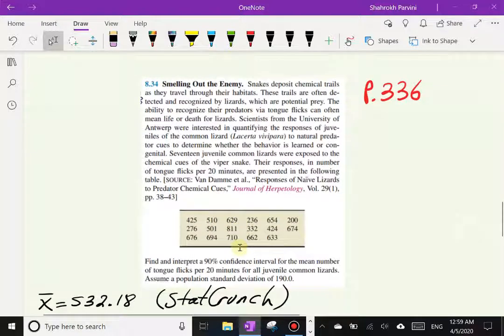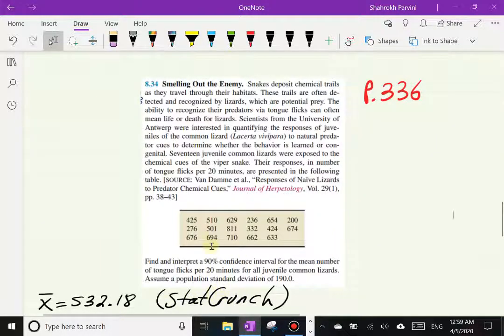Now, the question reads, find and interpret the 90% confidence interval. Notice, by the way, we don't have a 95.44 anymore. We have the standard 90, 95, 99 kind of numbers. Now, in order to do this, looking at the formula, I need to find x bar, the average number of tongue flicks. x bar means I need to add up all the scores here and divide by the number. So you can use your calculators if you want to. I actually went to StatCrunch and did it.